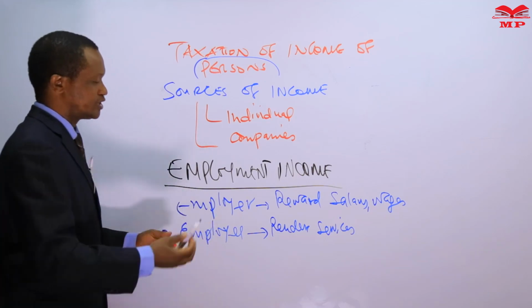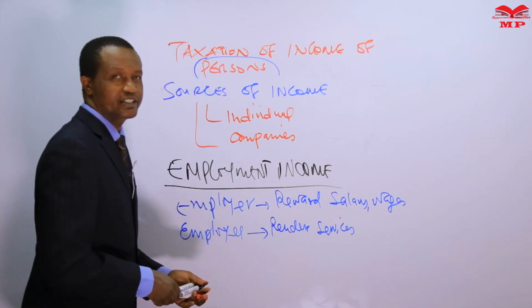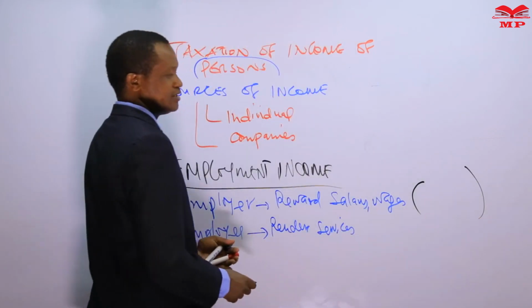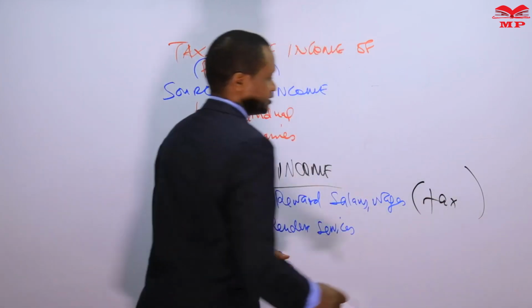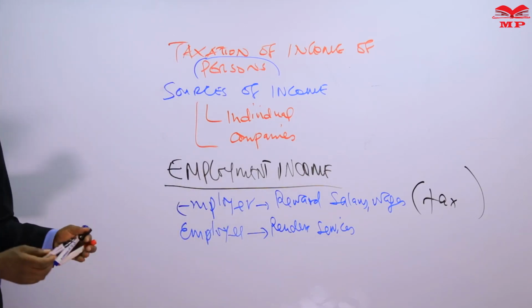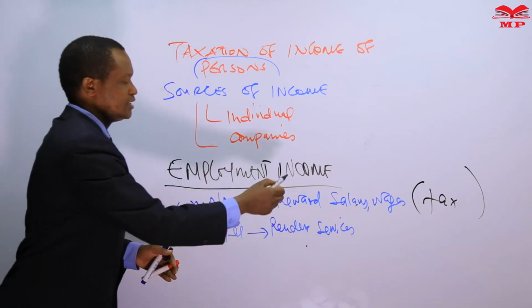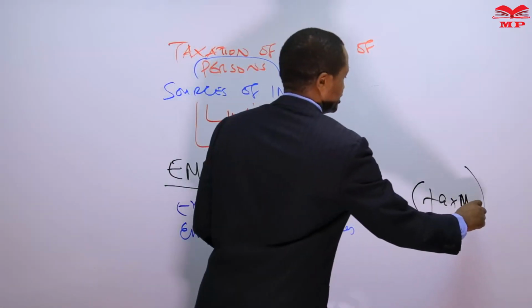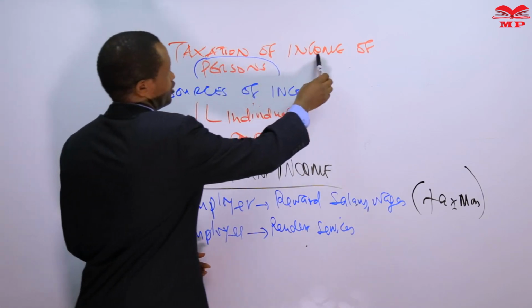So the employee is in a relationship, in fact a contract between the two. The one promises to render services, the other one promises to reward for the services, and out of this reward, the taxman is also paid something we are calling tax. In that arrangement, after the employer rewards the employee the salaries or wages, the taxman shares in the reward in the form of tax, and that's why we are even studying what we are calling taxation of income.